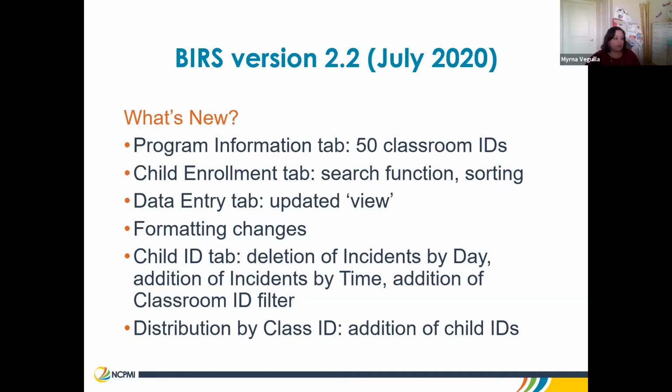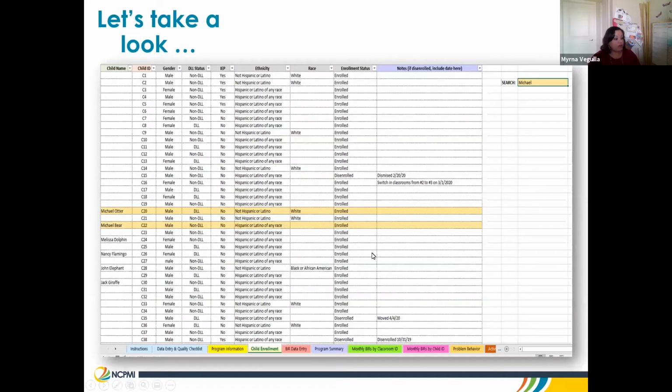Then the distribution by class ID tab, I added child IDs to that tab, and I'll show you what that means. So here is the child enrollment tab. And this is what I added.